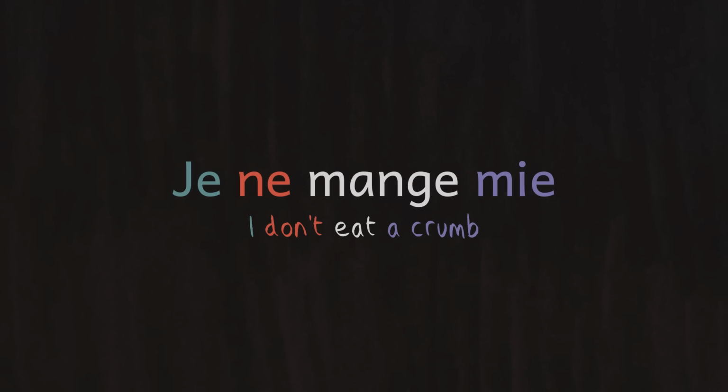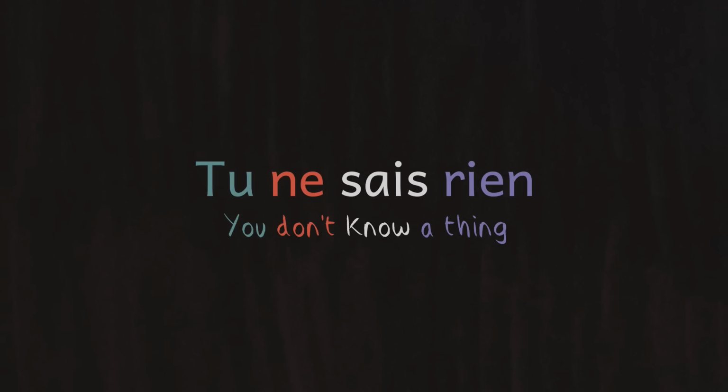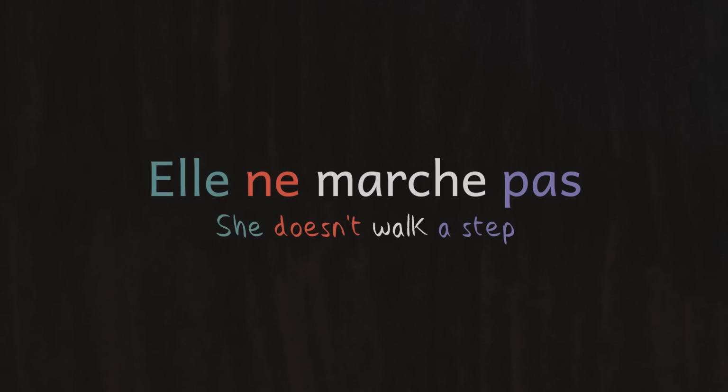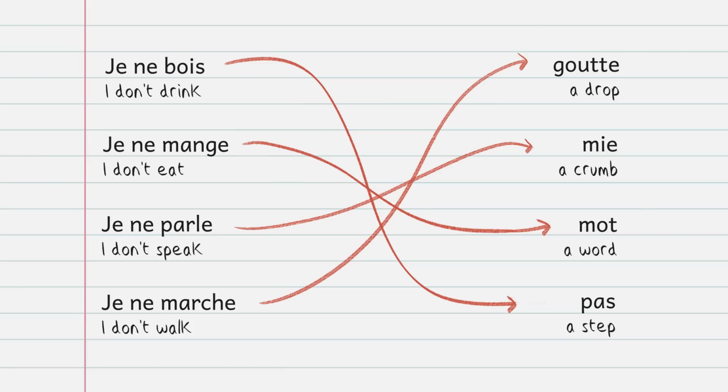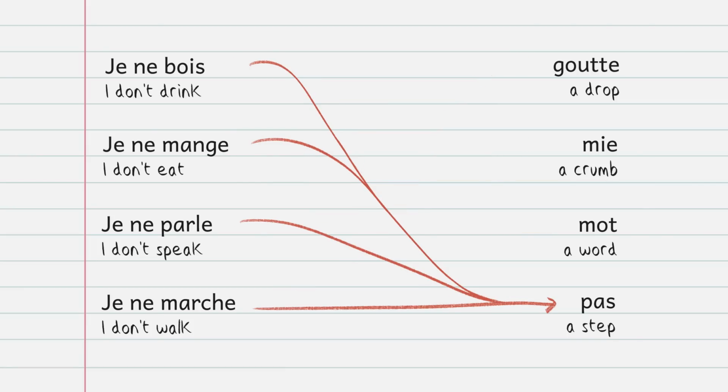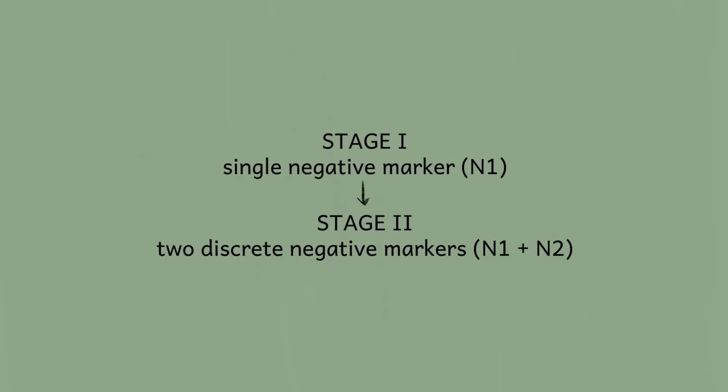Je ne mange mie, I don't eat a crumb. Tu ne sais rien, you don't know a thing. Elle ne marche pas, she doesn't walk a step. There was a period where these all matched up semantically, but by the 12th century you could use them all interchangeably. Eventually, pas was grammaticalised as the default negative marker. It was used for pretty much every verb, and people stopped noticing it meant step. This is stage 2, two negative markers.